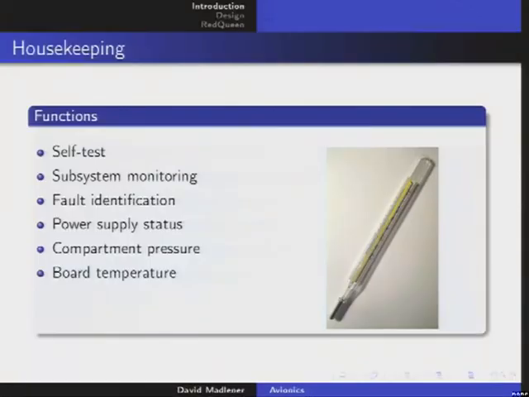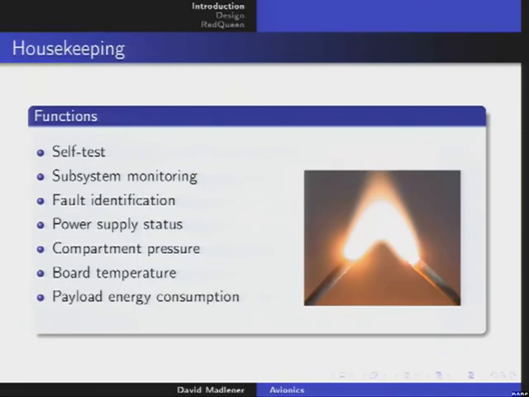So then, of course, board temperature. If you build avionics, then you should put on every board some little temperature sensor just to look at what's happening. If something goes wrong, you can look at the temperature, and if it gets higher, then you know, okay, at this point, something went wrong. And maybe you can make any countermeasures. Then, of course, the payload will consume some energy.